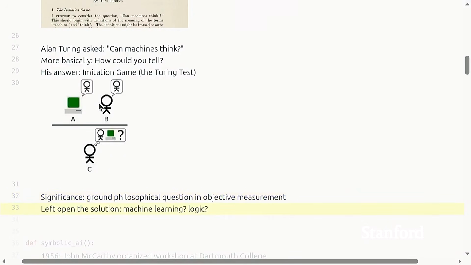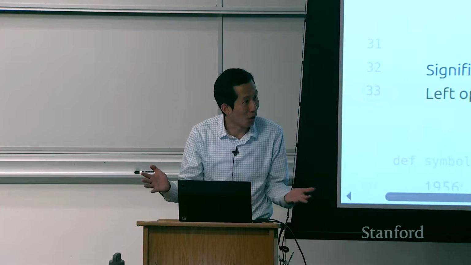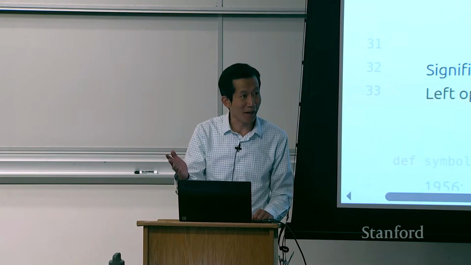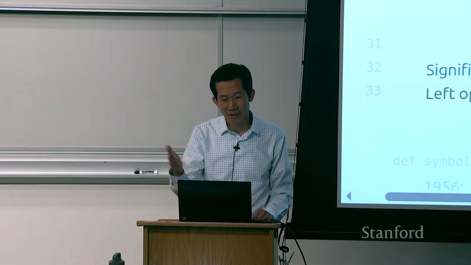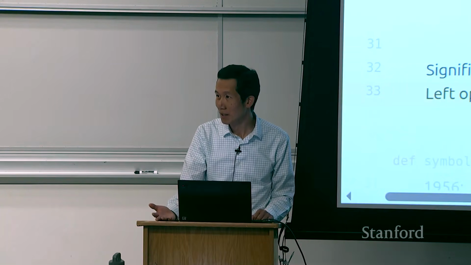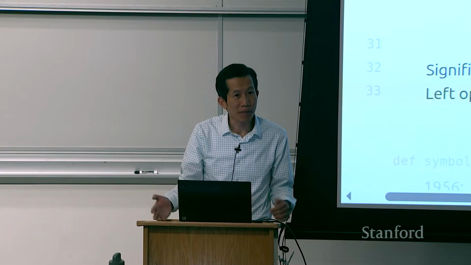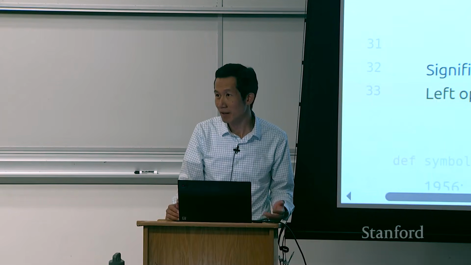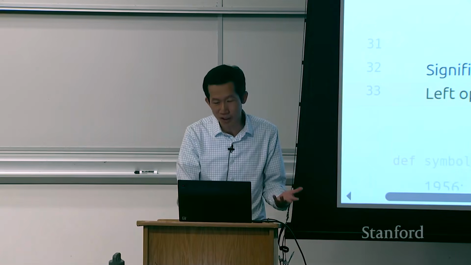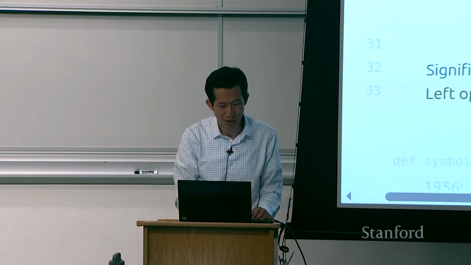Now, Turing deliberately left open the solution. He, of course, was brilliant, but he didn't know how you could get there. He actually suggested something like machine learning, or at the time, a lot of folks were thinking about logic-based methods as well. But he didn't know what the solution was, but that's the nature of research. You don't know what the solution is, but you can define a North Star in some sense.